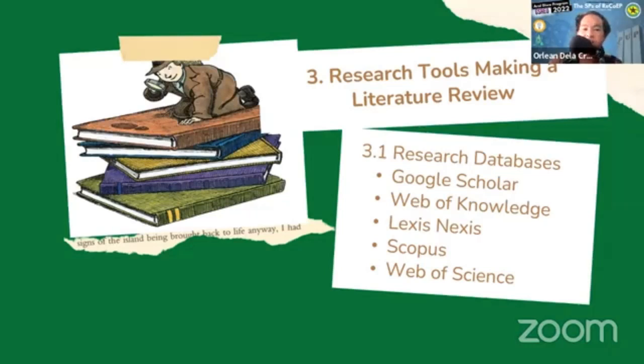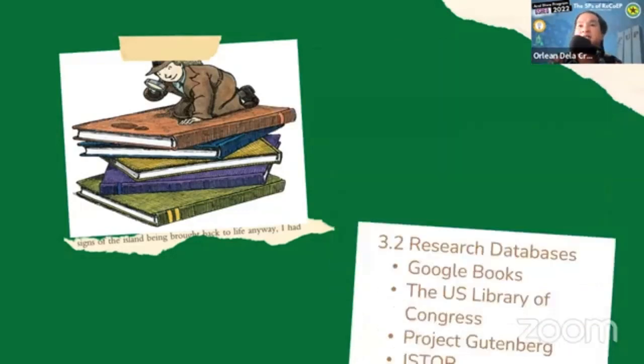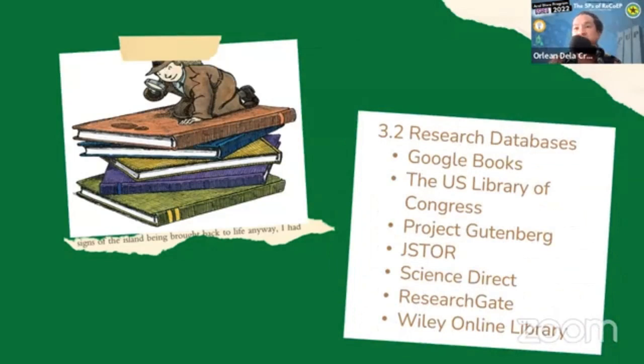Then also we have the Web of Science, is a multidisciplinary citation database trusted by more than 9,000 institutions. It allows for the historical tracking of research questions in all spheres of knowledge. Then we have next the research databases: we have the Google Books, the US Library of Congress, Project Gutenberg, JSTOR, the Science Direct, ResearchGate, the Wiley Online Library.